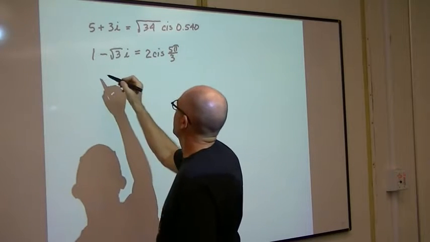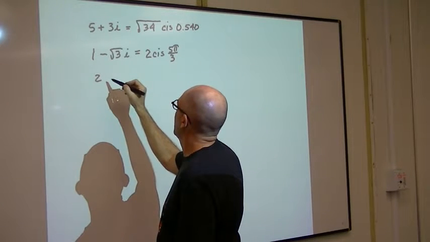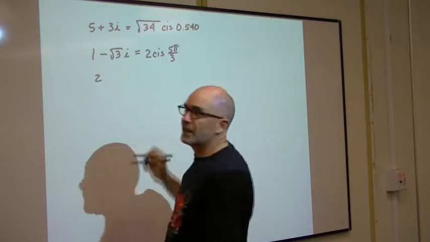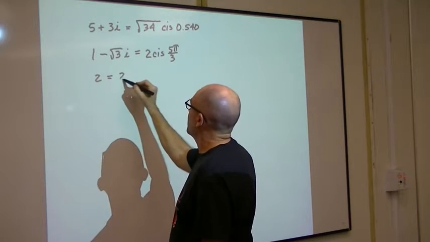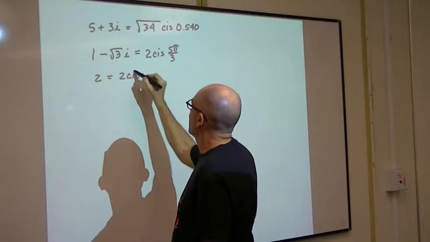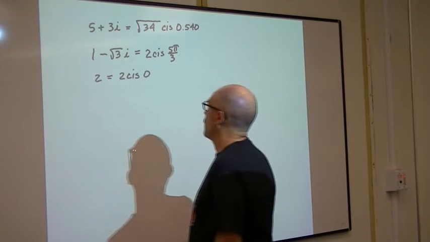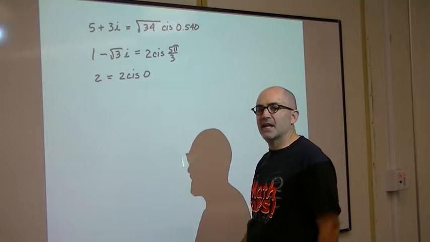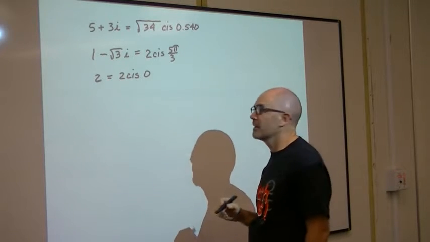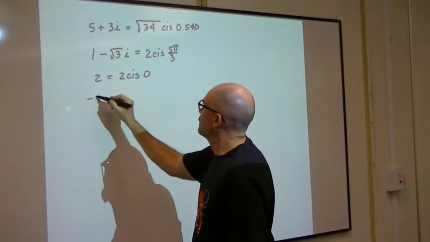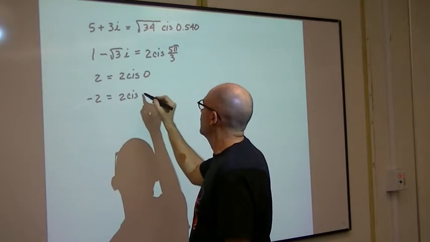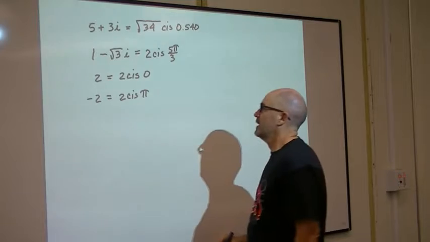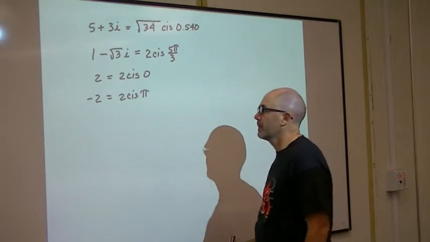What about 2? Yeah, just plain 2. What is that in polar form? That's going to be 2 cis 0. Because we just said it's 2 straight right. What about negative 2? Well, that's just 2 cis pi. Because that's just 2 straight left.